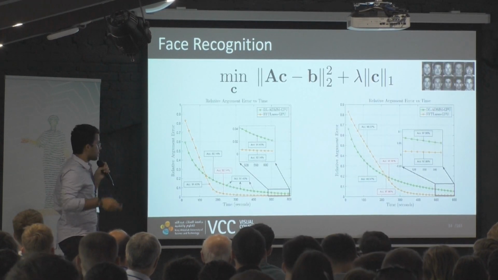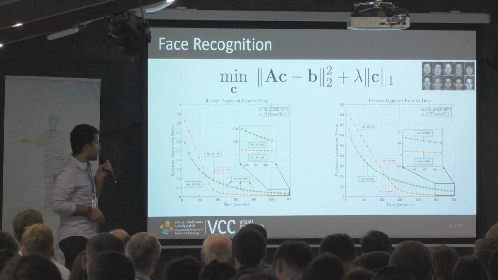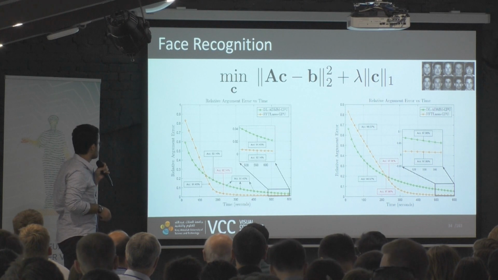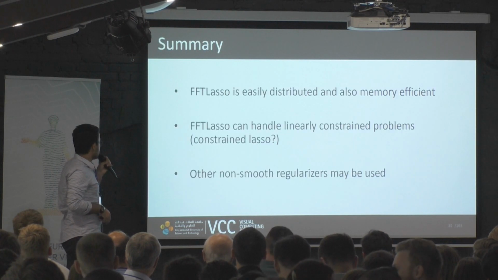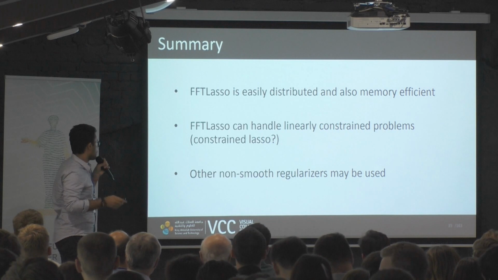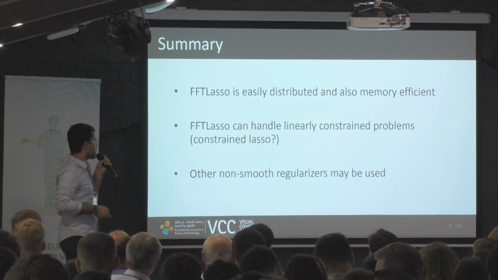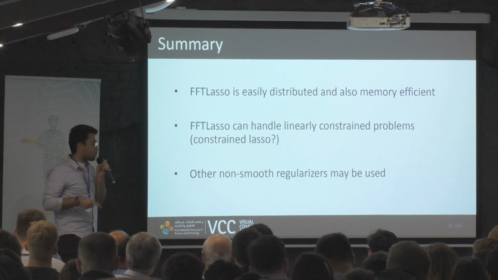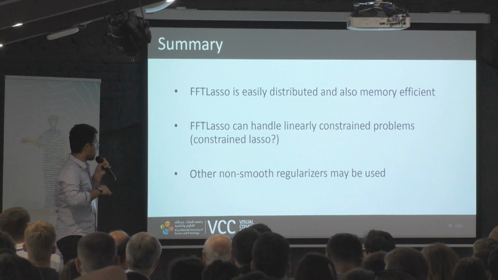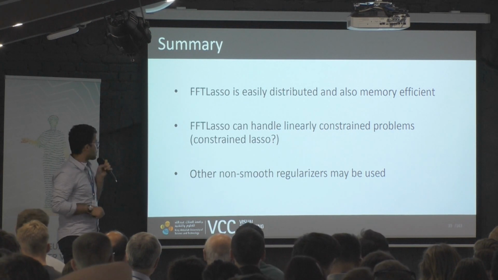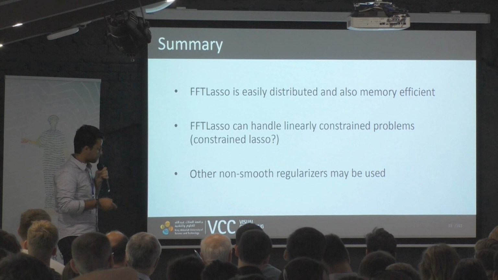Okay, so of course there are experiments on face recognition, but this is not the purpose of the talk, so we'll just skip those experiments for now. Okay, so of course you could use it for other non-smooth regularizers, so long as the regularizer is separable. The proximal operator would probably also be element-wise. You could also apply it to linearly constrained problems because you're using ADMM as a base solver.